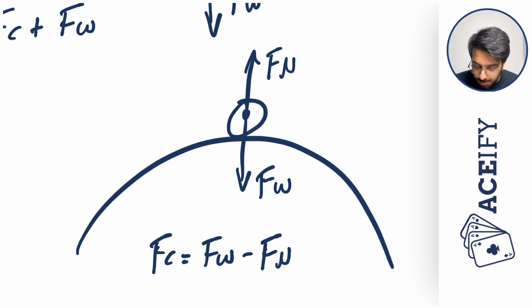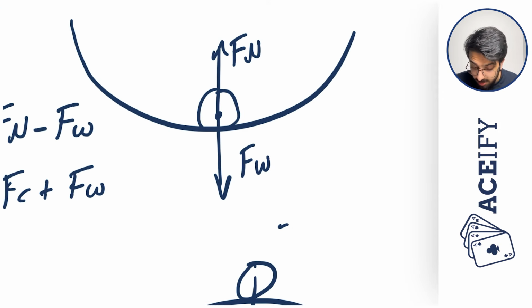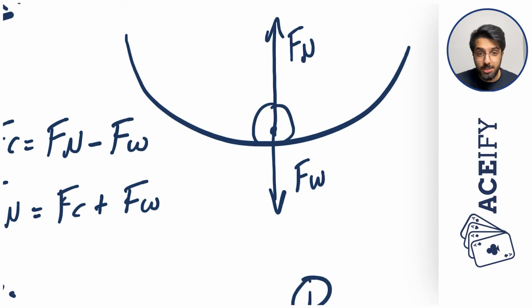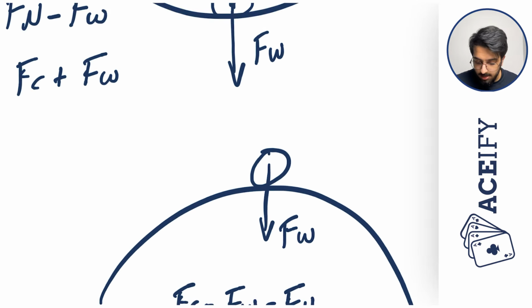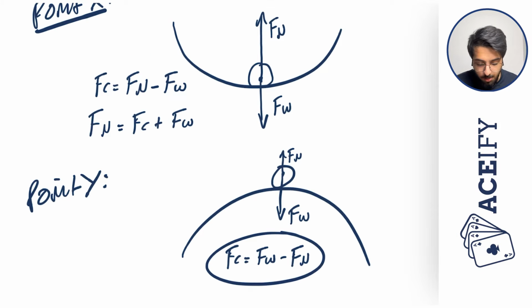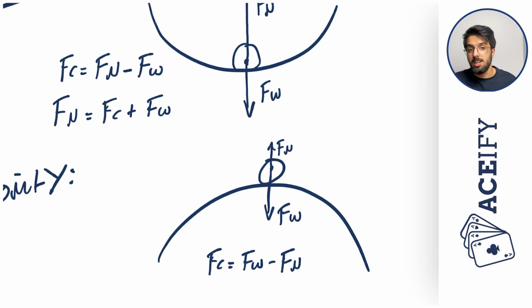Now, in order to make these diagrams more accurate, I should probably make this normal force larger than the weight force, because as the normal force is both countering the weight force and providing the FC, it needs to be larger. And in this scenario, the weight force needs to be larger than the normal force, because this scenario is the opposite of this scenario, right? So our weight force is the force providing the FC, right?